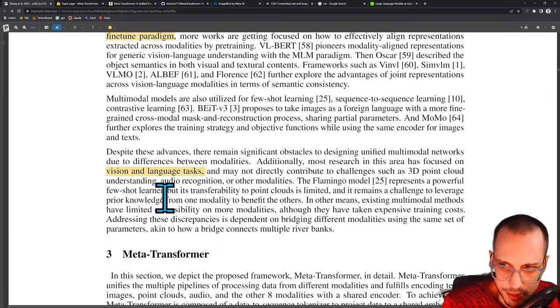Flamingo model represents a powerful few-shot learner, but its transferability to point clouds is limited, and it remains a challenge to leverage prior knowledge from one modality to benefit the other. In other words, existing multimodal methods have limited extensibility on more modalities, even though they have taken expensive training costs.